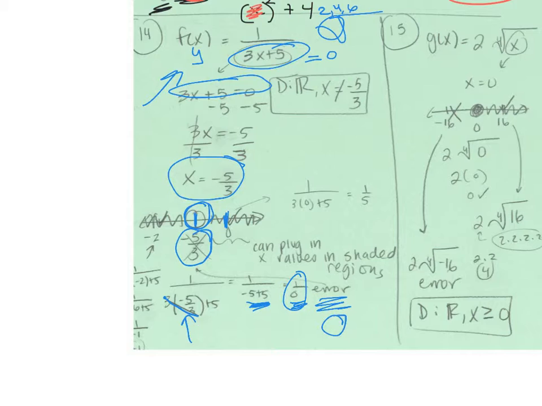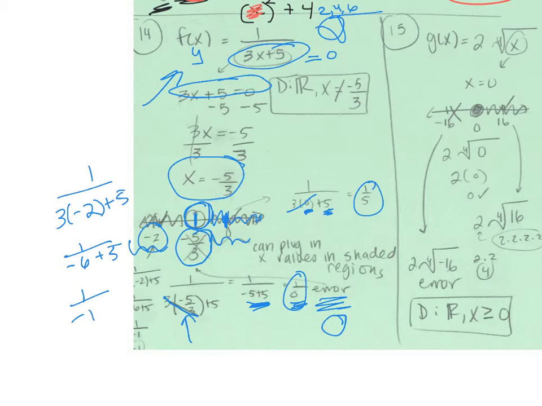If you plug in 0 or any number on the right, you'll get out a number as an answer. So if I plugged in 0 for x, 3 times 0 is 0, plus 5 is 5, so we get 1/5, check, we get an answer. If I plug in any number to the left of negative 5/3, like negative 2, it also works. 1 over 3 times negative 2 plus 5 would be 1 over negative 6 plus 5, which is 1 over negative 1. As long as we don't get error, check, we get solutions. So the only restriction is we can't have negative 5/3 in our table for x. So the domain is all reals, but x cannot be negative 5/3.